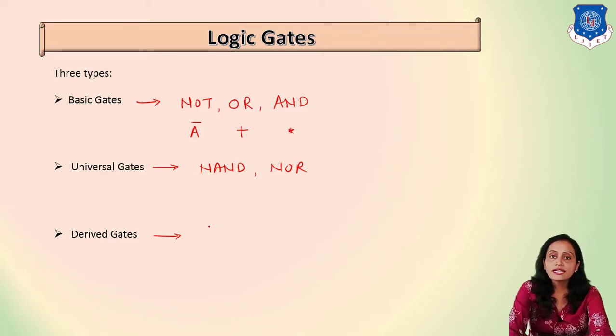And the third category is the derived gate, and in that we have XOR and XNOR. And this is also written as this, XOR and XNOR.